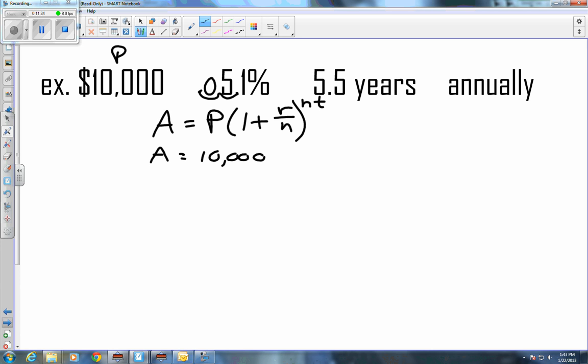I have to move my decimal over to get my R, so R is 0.051, divided by, okay, what's N going to be? 1. If it says annually, that happens once a year, so N is 1, to the power of, and what's my T? 5.5. Raise your hand when you think you've got it. John? 13,146.